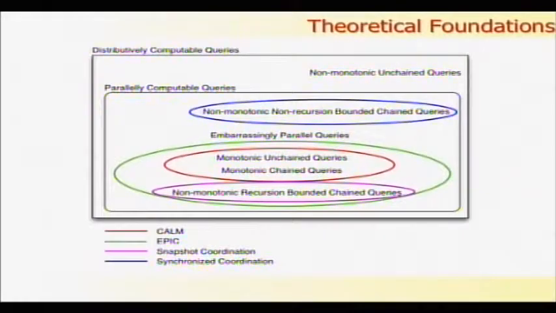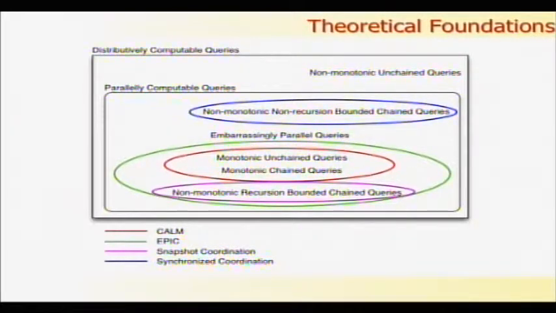Then we did theoretical work on this language and on this computational model. So given the computational model and this declarative language, we try to define what it means for a query to be distributively computable, what it means for a query to be parallel computable, and then we found out that we have a taxonomy of queries with different characteristics. The important part of this work is that we define which queries are embarrassingly parallel. That means that they can be computed without communication. We define this epic theorem, and then we prove the Calm theorem.